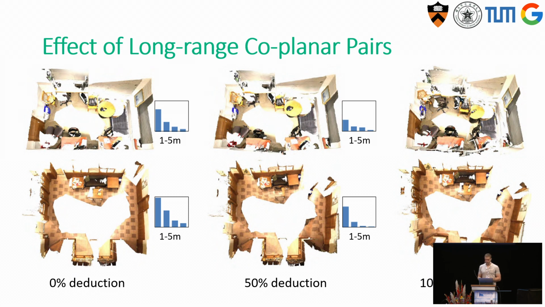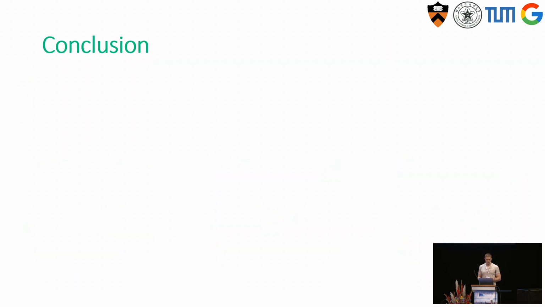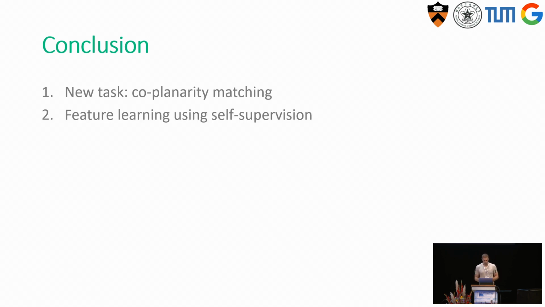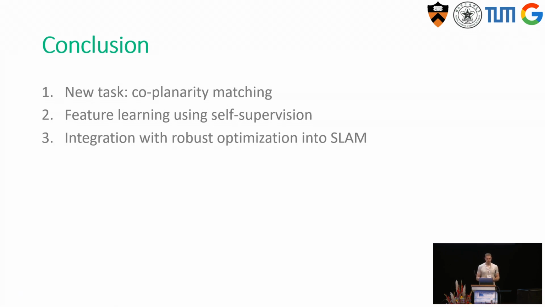With that, I would like to come to the conclusion of the talk. In this talk, the first thing we presented is a new task, this coplanarity matching, and I think this is one of the first works here, and I hope there will be more. We have shown that we can efficiently learn these features for coplanarity matching using self-supervision, and we can integrate these features in a robust optimization formulation into a SLAM system.